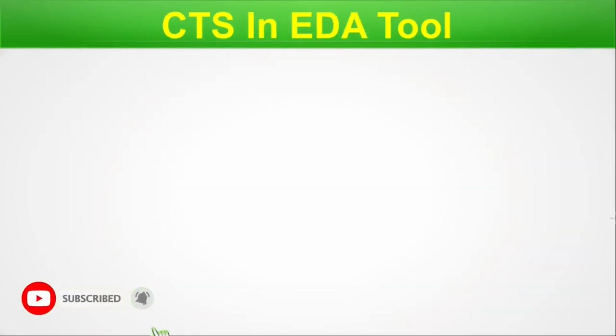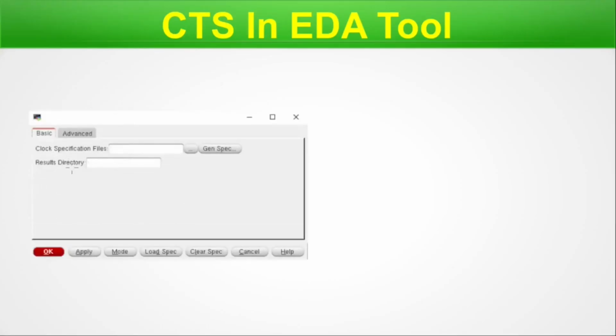CTS in EDA tool. Here in this slide, we will use the infographics. These images are taken from the internet, so please don't expect a tool demo after this one. So here in our commonly used EDA tool, we will have the option for the clock specification file. In case your engineer does not have one, you can use the gen spec to generate one. Generally it is called a clock tech file, TS tech or C tech. This kind of extension will be there, and these will be the output directory. And once you are done, you have to click on OK.